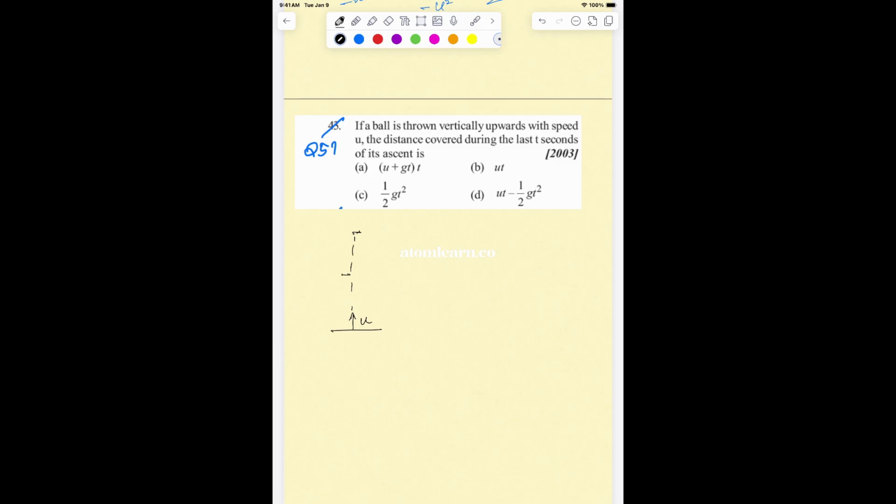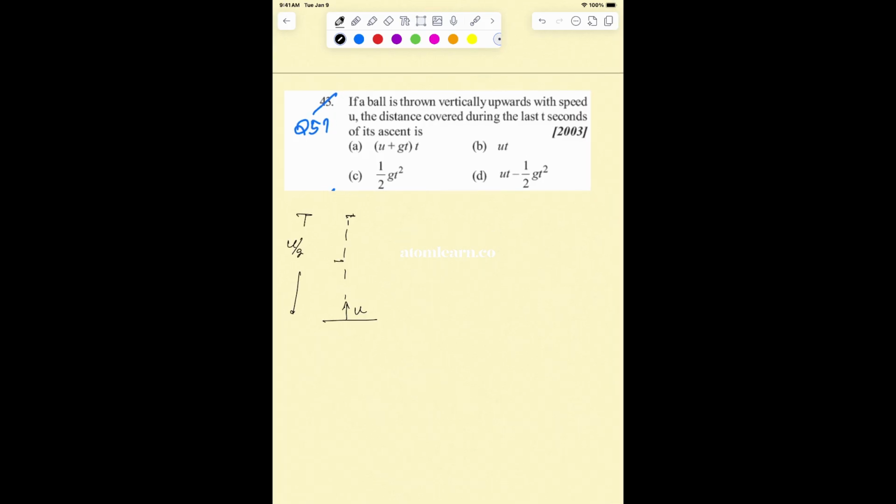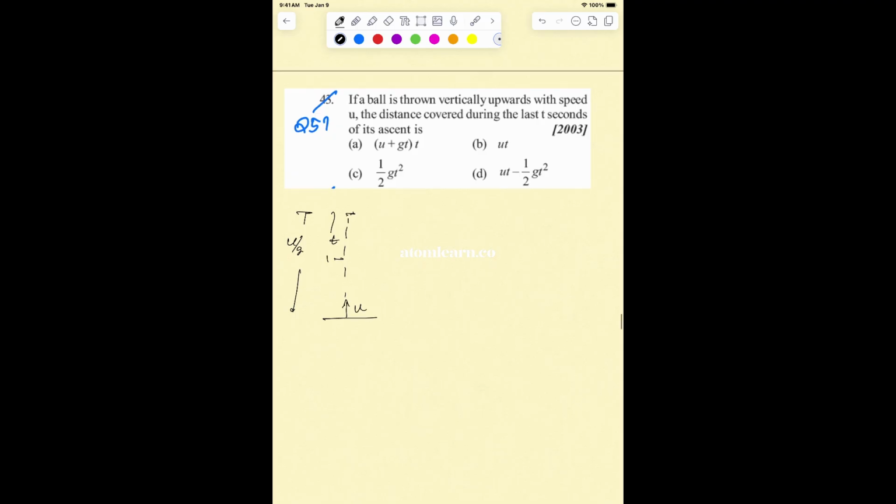Now we say the last t seconds, meaning the total time is u by g, and this is time t. Now they are asking what is the height reached in the last t seconds. Pretty simple. If you just look at it, reverse the process. At the topmost point the velocity is going to be 0. Therefore it's now a free fall. Just reverse the whole problem and look at it from the reverse.